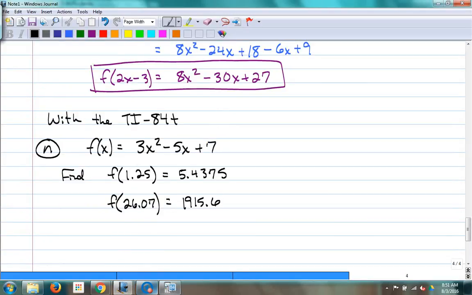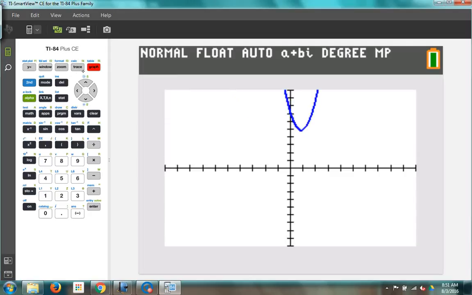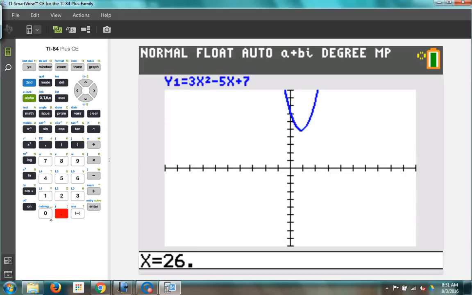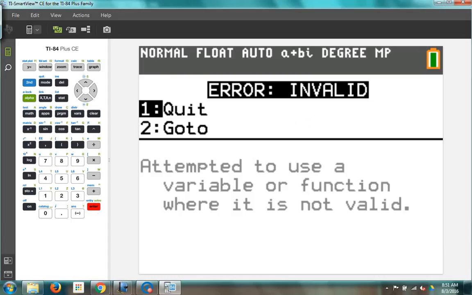If I were in the graph view of that, I could hit trace 26.07 and see what happens. It won't let me do it there. So this is where the table does better.